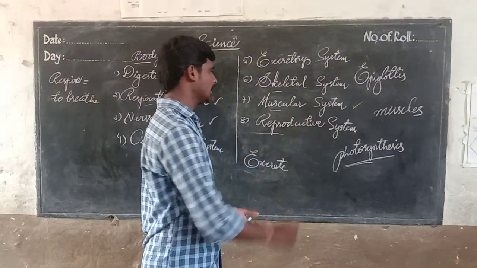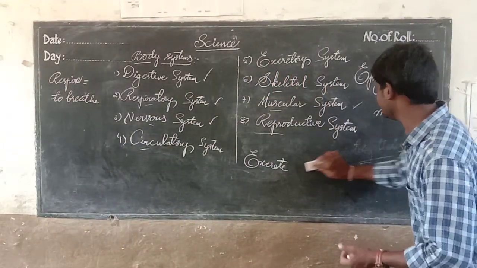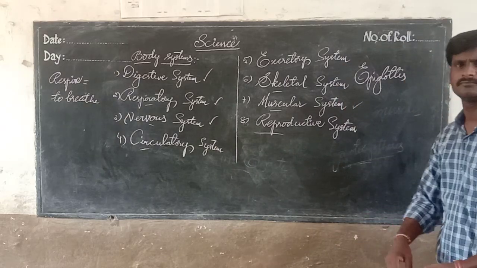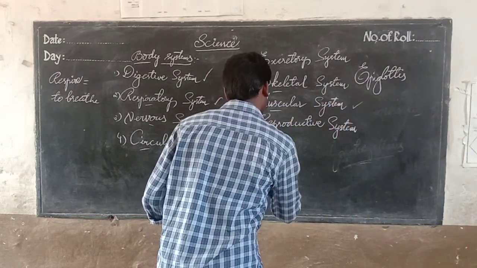And the next one is called the reproductive system. What is the meaning of the word reproductive system? The meaning of the word product is called.